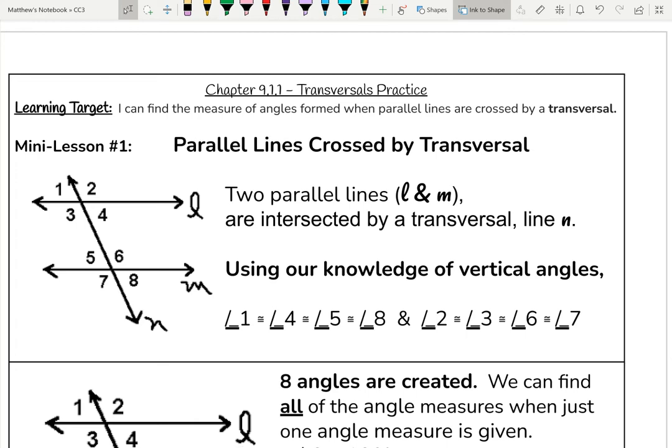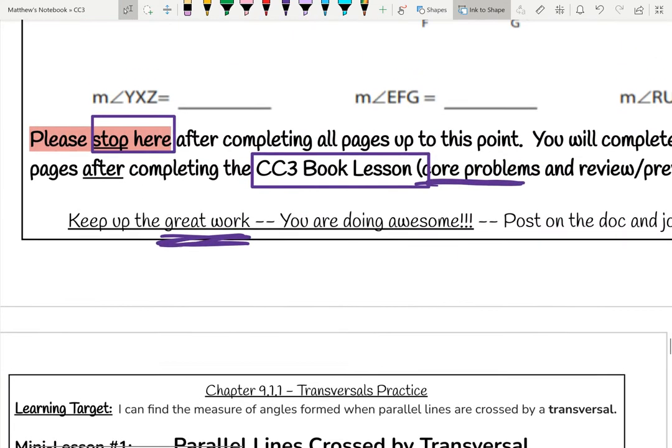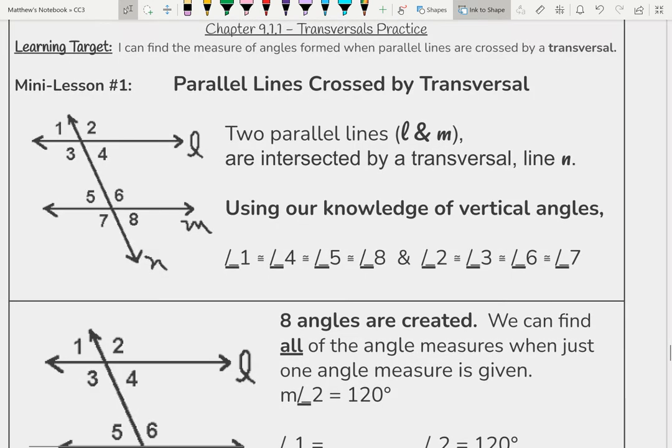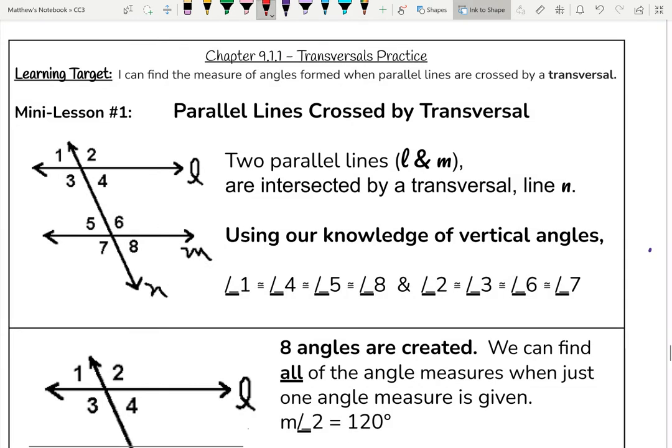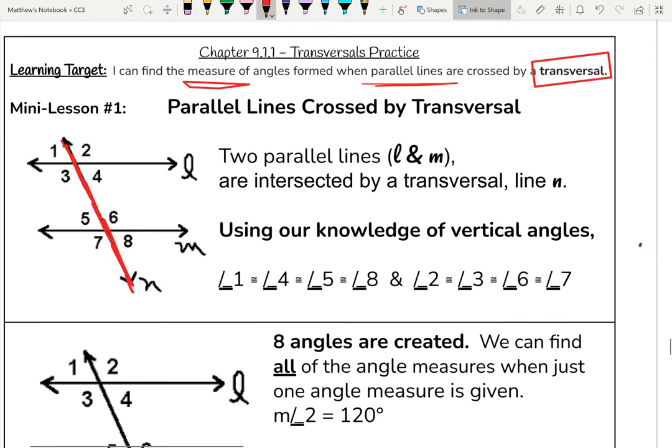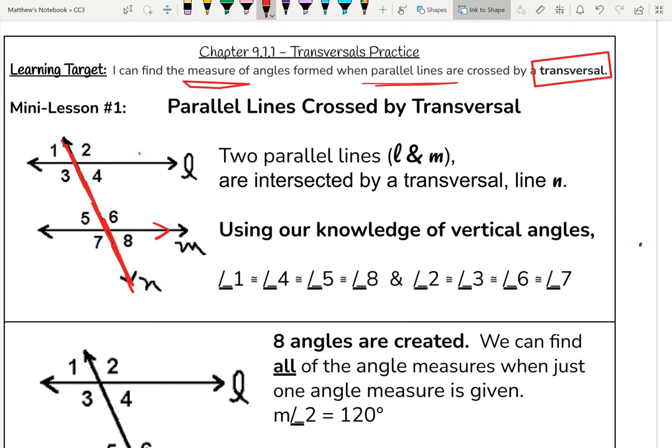All right, everybody, so we're hopping back into the packet. Nice job with the CC3 book lesson. Hopefully you finished up the core problems. And so now we're looking at a little bit more practice with finding the measure of an angle when it's formed by parallel lines that are crossed by a transversal. Now remember, that word transversal is just referring to this line that crosses through two other lines. In this case, two parallel lines here.